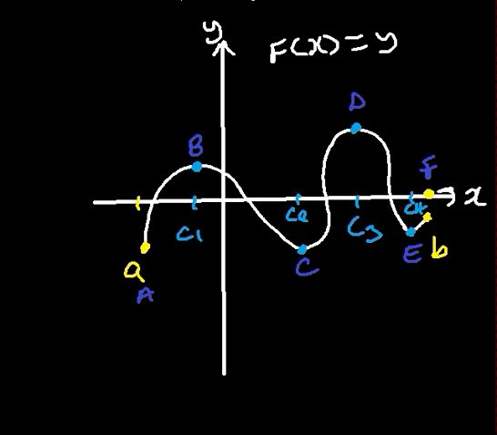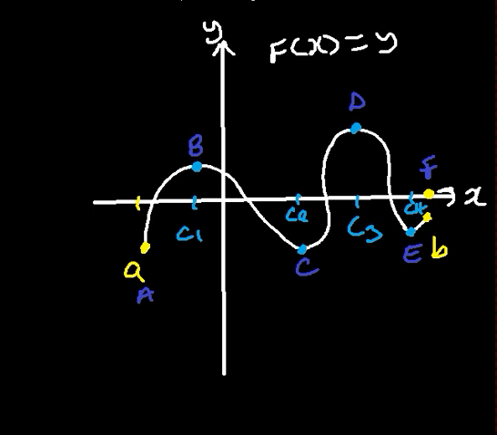And the point A is known as the absolute minimum point. And now, on the same case, the point B is known as the local maximum point. And the point C is known as the local minimum point.